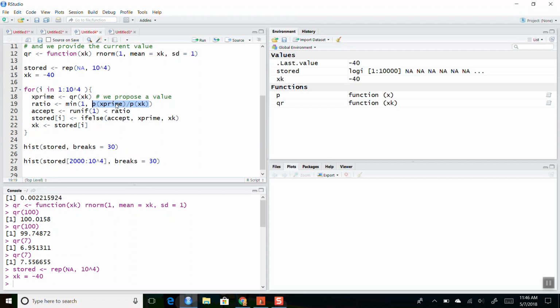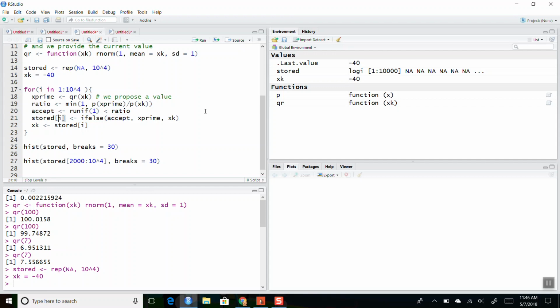and I'm going to take the minimum between 1 and that thing. So just in case, I mean, with the computer, I can just leave it and ignore it. But basically, if this is bigger than 1, ratio will be equal to 1. And if this thing is smaller than 1, then it will be whatever this ratio is. Okay? And then I'm going to accept it. I'm going to take a random uniform value, just one random uniform, and I will accept it if that value is smaller than the ratio.